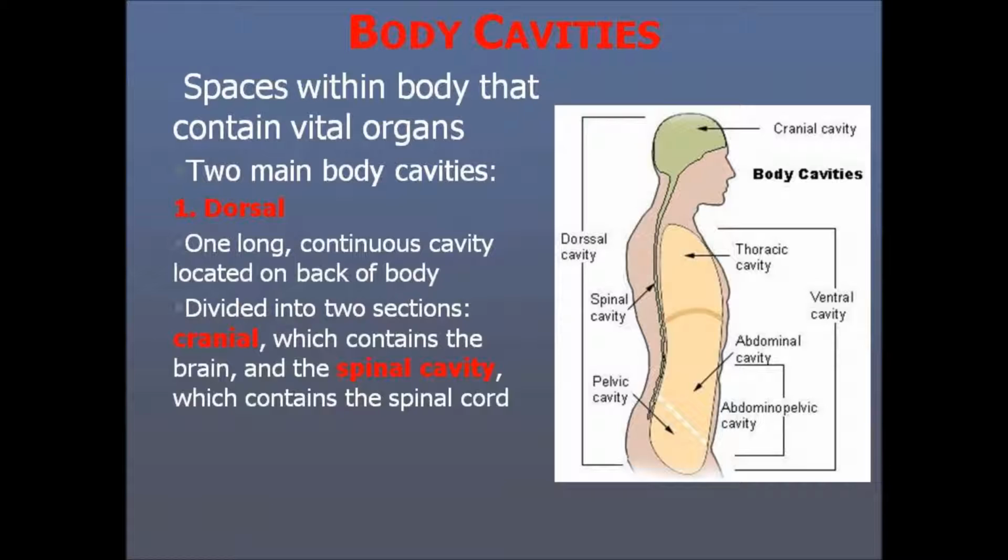And finally, we have body cavities, spaces within the body that contain vital organs. There are two main body cavities. The first one, dorsal, is one long, continuous cavity located on the back of the body. It is divided into two sections: cranial, which contains the brain, and the spinal cavity, which contains the spinal cord.